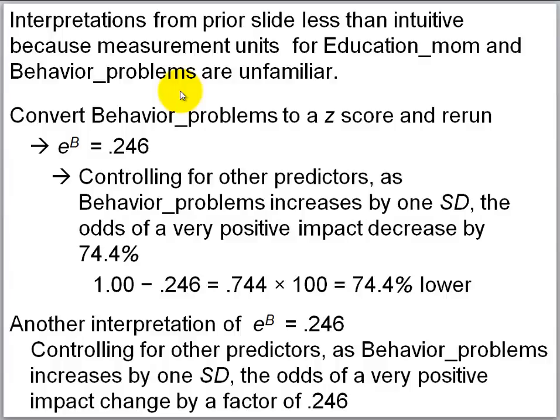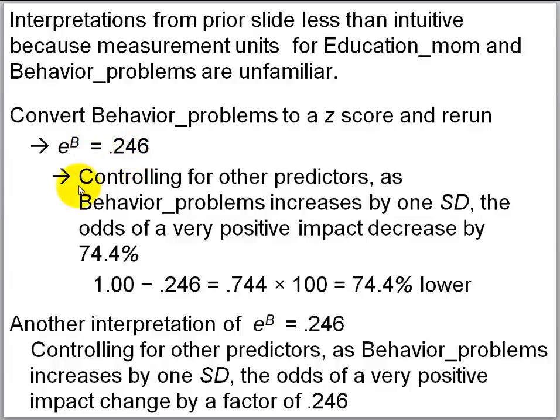So to help in interpretation, one thing that we could do is convert each of these to a z-score. So let's do that for the behavior problems variable. We would ask the computer to compute all behavior problem scores, to convert all of these, that is for each case, to a z-score. And then we would rerun the logistic regression. And with behavior problem scores expressed as z-scores, the EB is 0.246. Let's go ahead and interpret that.